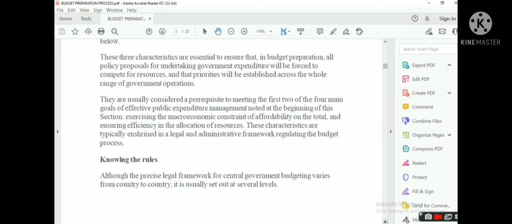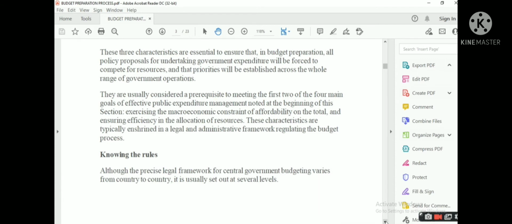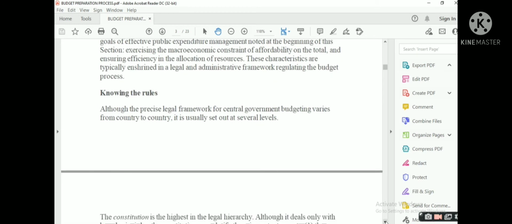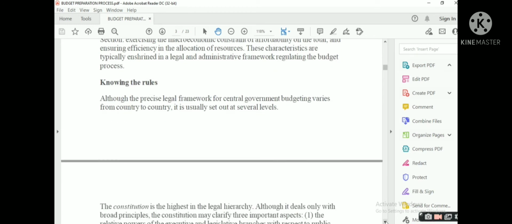In general, earmarking of resources for specific purposes is thus to be discouraged, but the case of extrabudgetary funds is considered in more detail below. These three characteristics are essential to ensure that, in budget preparation, all policy proposals for undertaking government expenditure will be forced to compete for resources, and that priorities will be established across the whole range of government operations. They are usually considered a prerequisite to meeting the first two of the four main goals of effective public expenditure management noted at the beginning of this section: exercising the macroeconomic constraint of affordability on the total, and ensuring efficiency in the allocation of resources.